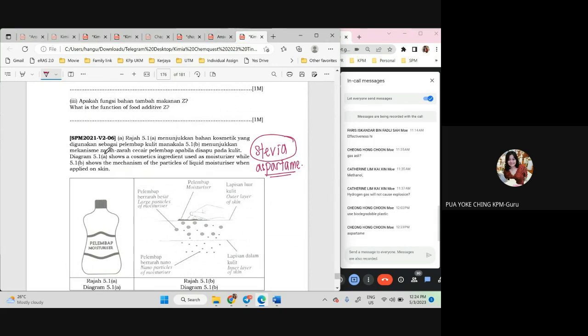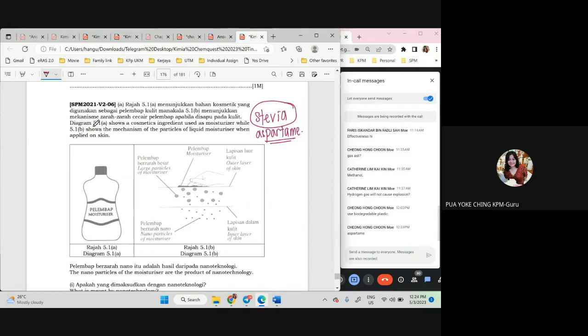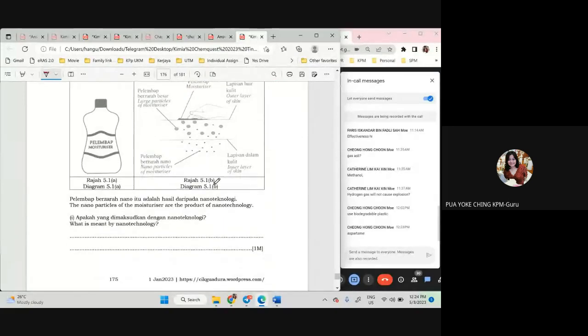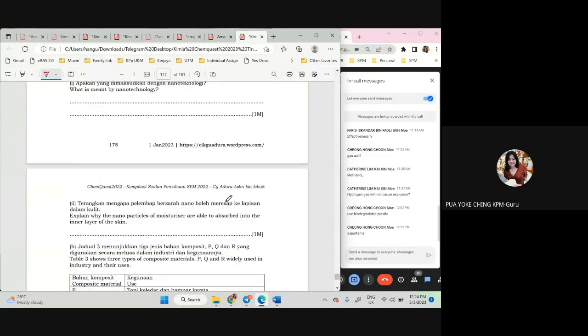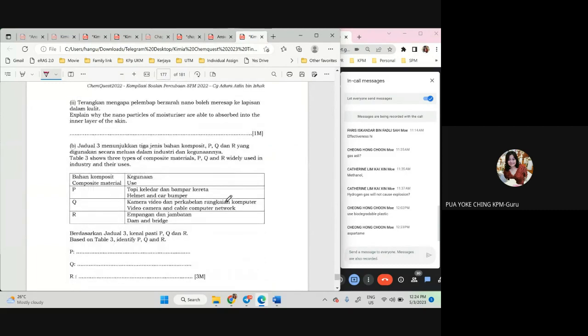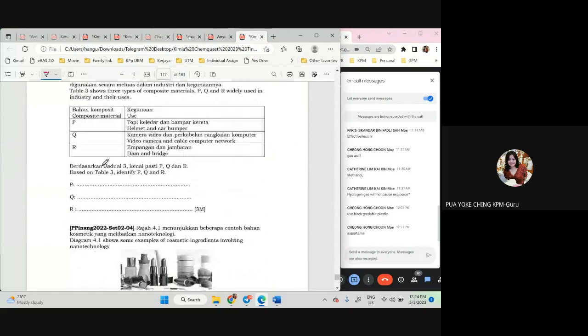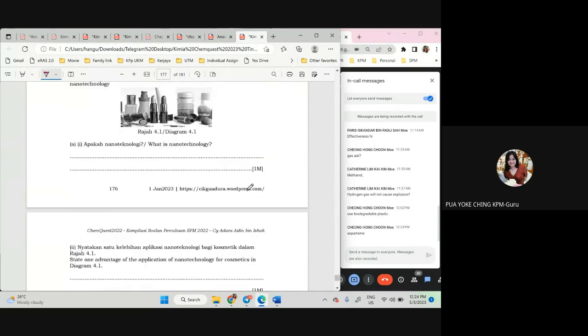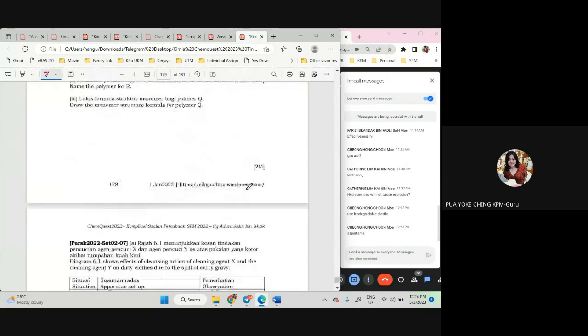So, ini ialah SPM 2021. Question number 6. So, this is moisturizer. Ini pada cosmetic. There's one more which is nanotechnology. Tengok. Okay. Ini pun kita tak mention tadi. So, what is nanotechnology? What is the example of nanotechnology? So, dia gabung dengan composite material P, Q, and R lah. So, boleh go through all the questions.